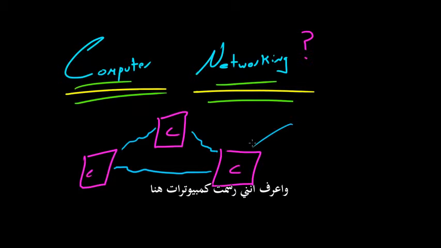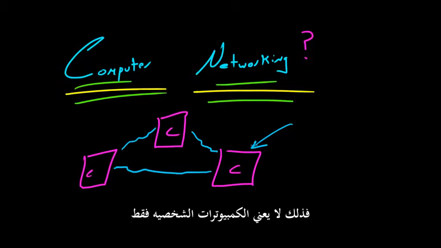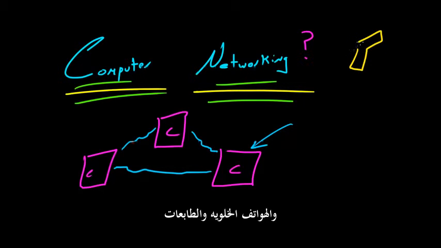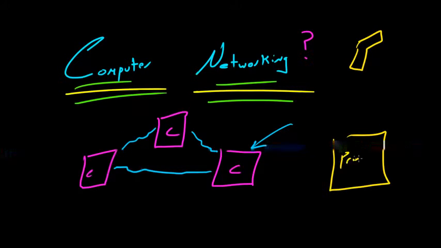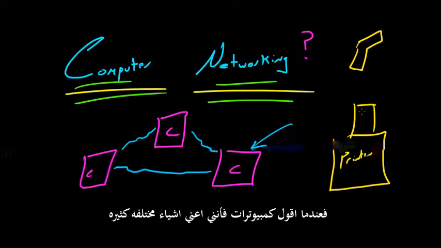And I know that I drew these awesome computers right here, but whenever I say computers, I don't just mean PCs. And by that I mean personal computer, your desktop, or your Mac, whatever you're using at school. I don't just mean personal computers. I'm talking about cell phones. You know, this is obviously a cell phone, kind of looks like a gun. You can also have a printer. So whenever I say computer, I mean a bunch of different things.